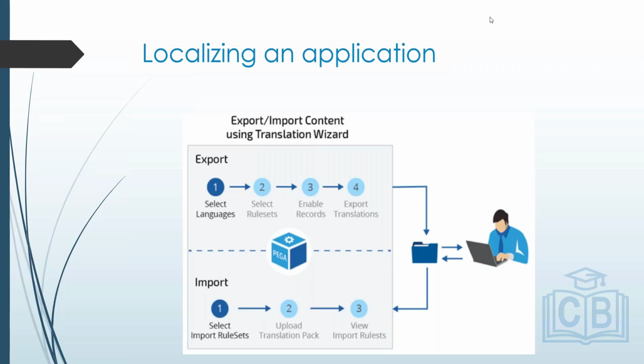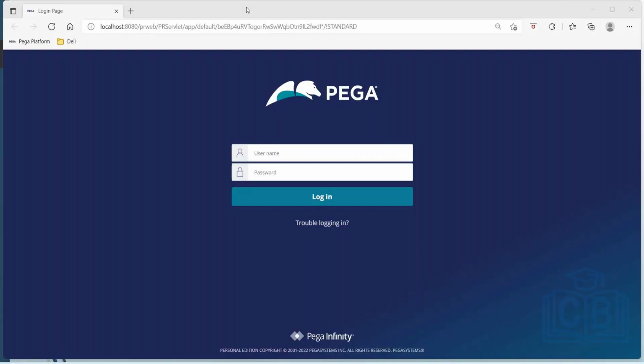Right? So for this importing part, we will import the rule sets, then the translation pack, whatever is exported. So the same thing would be imported back into the application environment. Right? So let's see this in a step-by-step process. I think we'll directly move into the dev environment. So we'll see how this is taken care of.